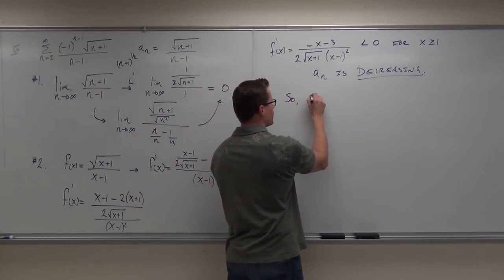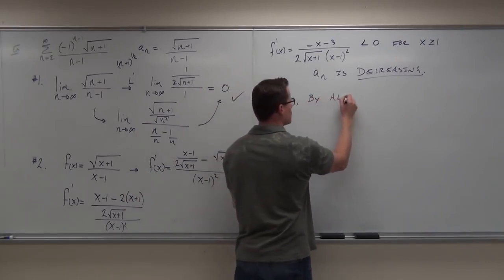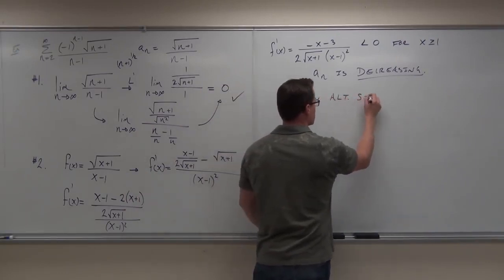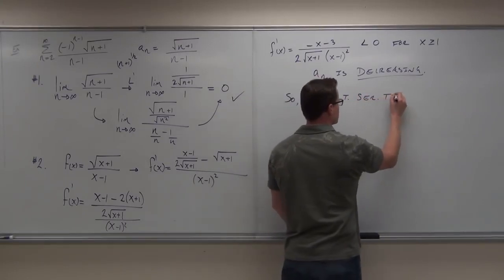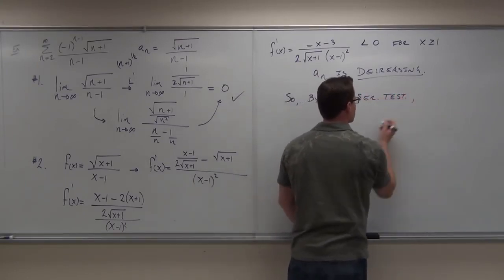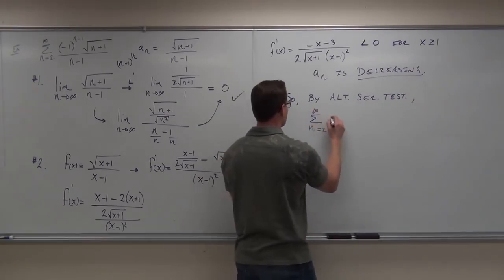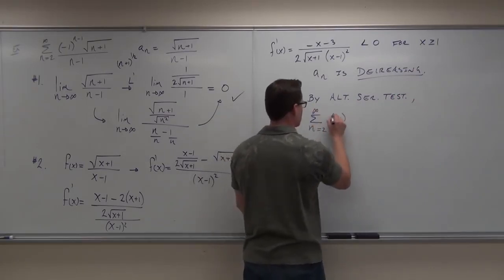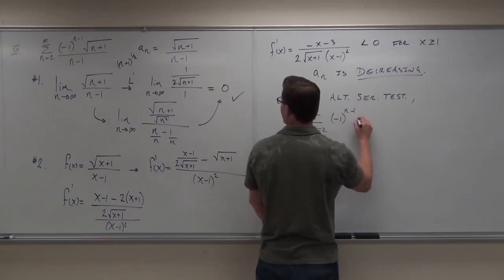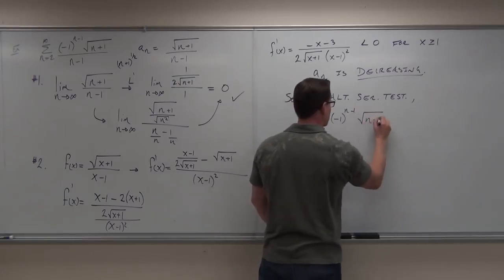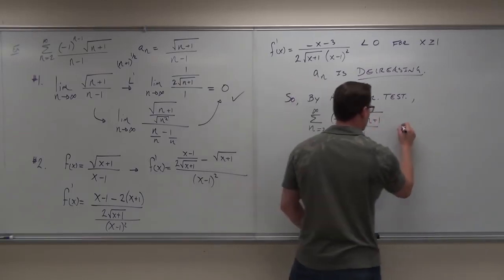So, by the alternating series test, or AST, the given series that we have converges.